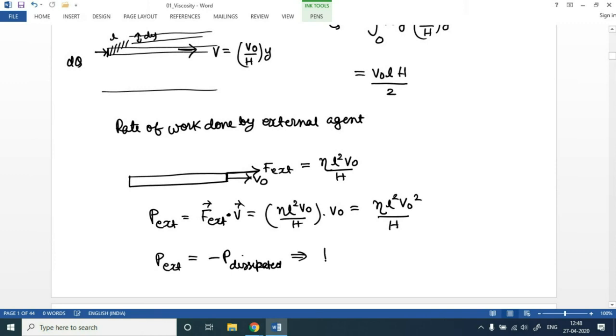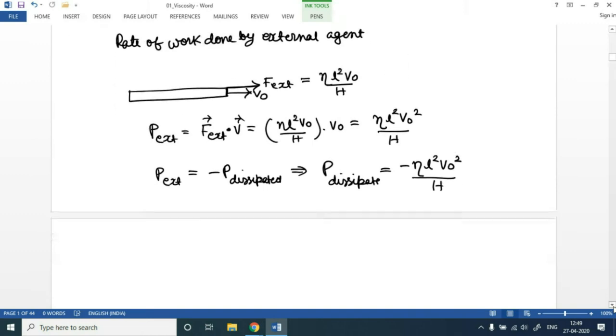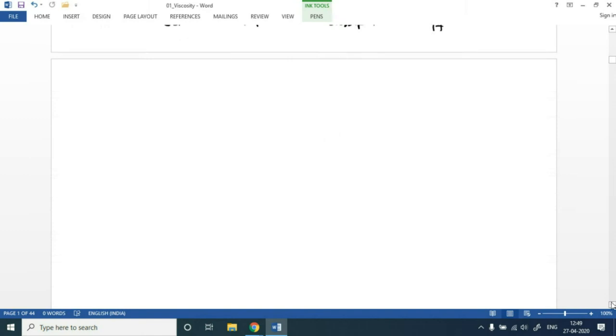Okay, so simply the rate of heat dissipated would be the negative of this quantity, that would be minus eta L square V naught square divided by H over here. So this is another aspect. And one other thing I want you to understand here is, say this was the upper plate and this was the lower plate.